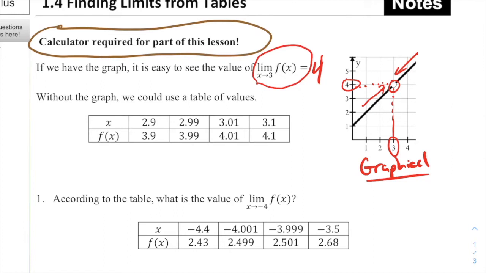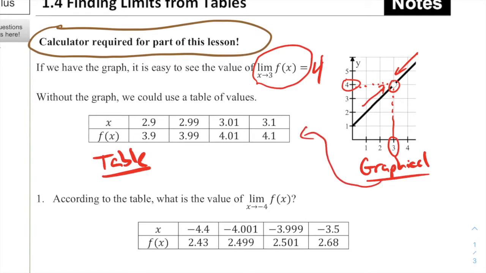Calculus, and specifically the AP Calculus exam, talks about the connection between different representations of math. So graphical is one way, a table, which we're going to be talking about, is a different way, and then algebraically is a third way, which we're going to be talking about, I think, in lesson 1.6 when we get to it. So similarly to the graphical way, we could take a look at a table of values.